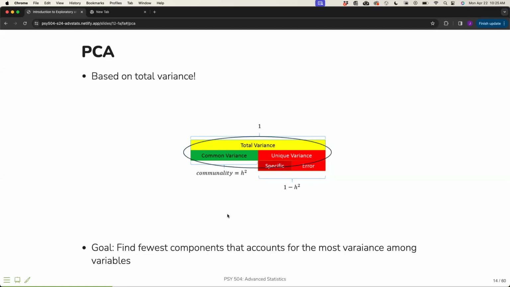The goals between the two are the same, right? To find the fewest components that explain the maximum amount of variance, or the most variance. But there are some slight fundamental differences between the two, and it has to do with how the variance is partitioned.